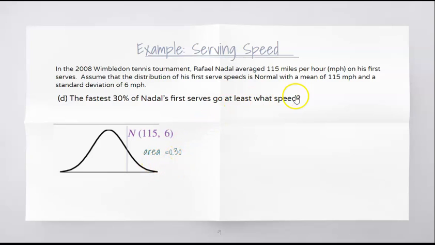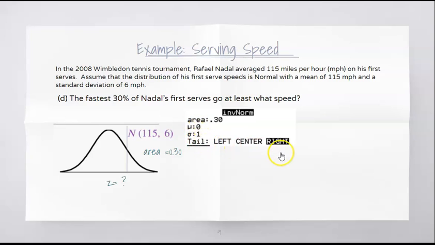But they gave us an area, and we want to know what that speed is. But first we've got to find what the z-score is that cuts off that area. So we're going to use our inverse norm feature in our calculator, put in the area of 0.3. Mu is 0, sigma is 1, and in this case I would choose the right tail. Now, if your calculator doesn't have this tail feature, it defaults to the left. So you always want to put the area to the left.